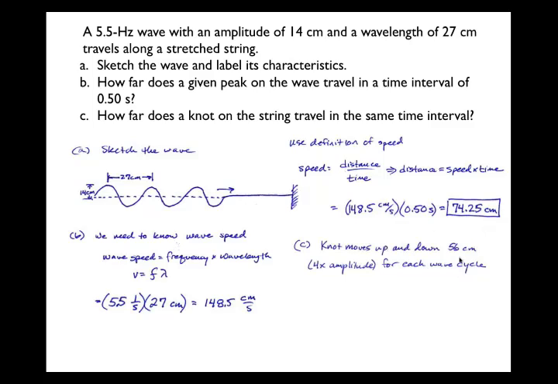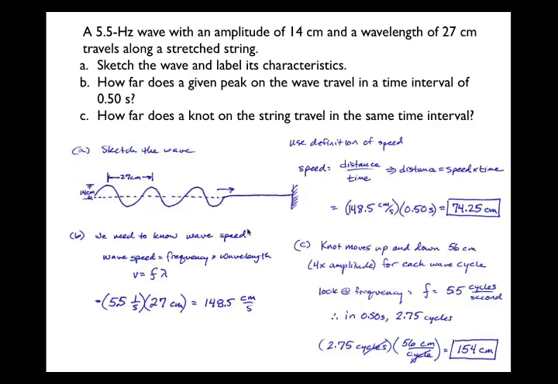The knot would move up and down 56 centimeters in each wave cycle. Goes up 14, down 14, down 14, back up 14. And so the question becomes, how many wave cycles pass in a given amount of time? Well, the frequency tells us that there are 5.5 cycles per second. And so that means in half a second, there are 2.75 cycles of the wave passing some observation point. And 2.75 cycles times 56 centimeters of knot movement per cycle gives you a net displacement of a knot on the string of 154 centimeters.